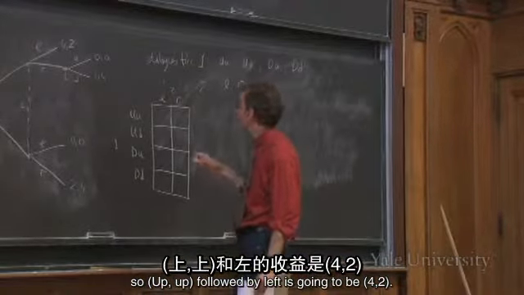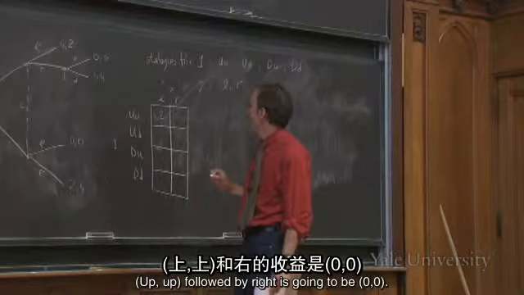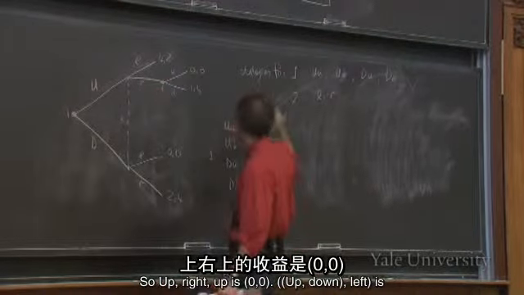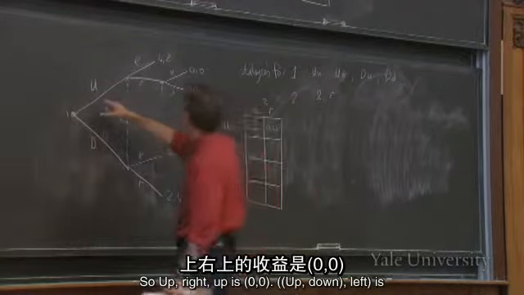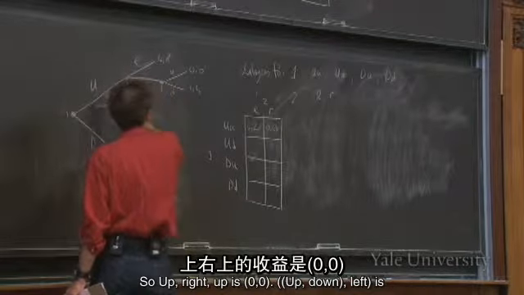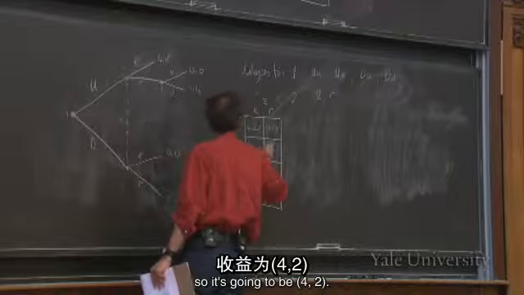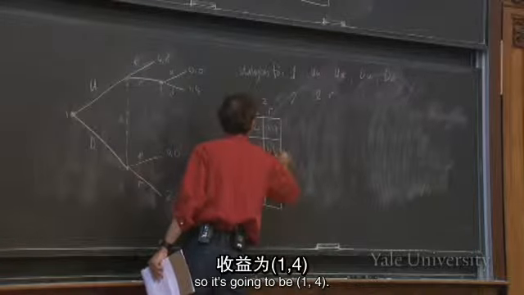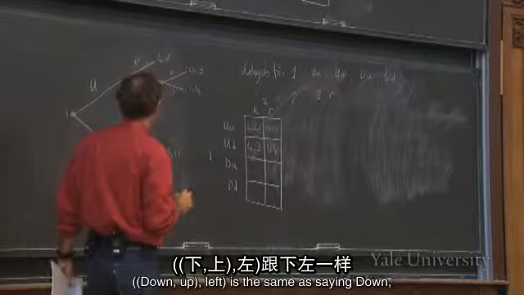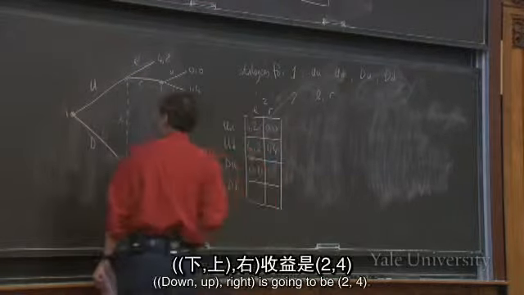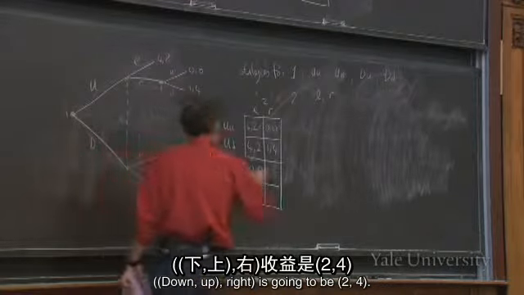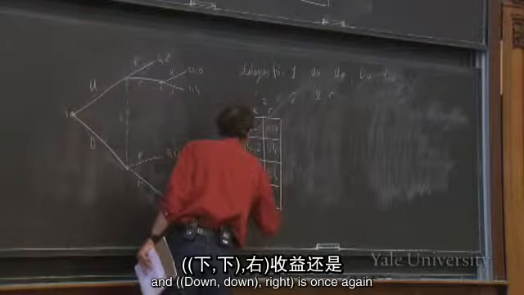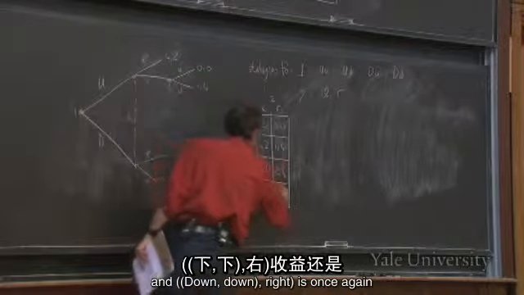So up, up, followed by left is going to be 4-2. Up, up, followed by right is going to be 0. So up, up, right. It's pretty easy to think of as up, right, up. So up, right, up is 0-0. Up, down, left is the same as up, left, down. So it's again 4-2. Up, down, right is going to be up, right, down. So it's going to be 1-4. Down, up, left is the same as saying down, left. So it's going to be 0-0. All right, down, up, right is going to be 2-4. Down, down, left is once again going to be 0-0. And down, down, right is once again going to be 2-4.